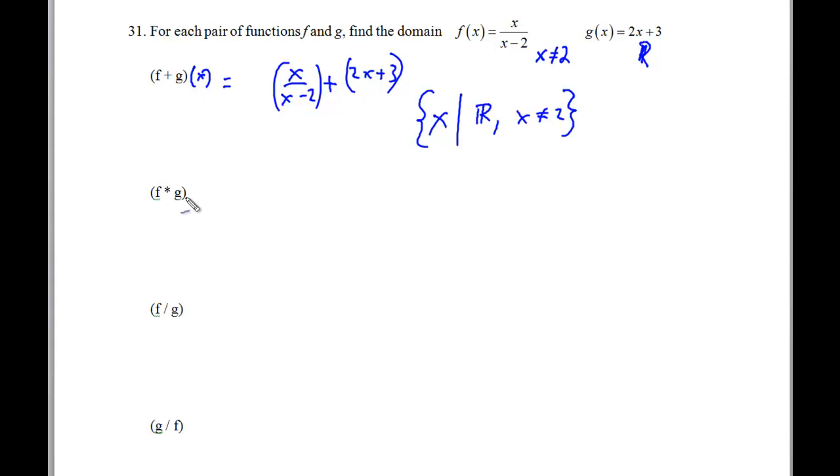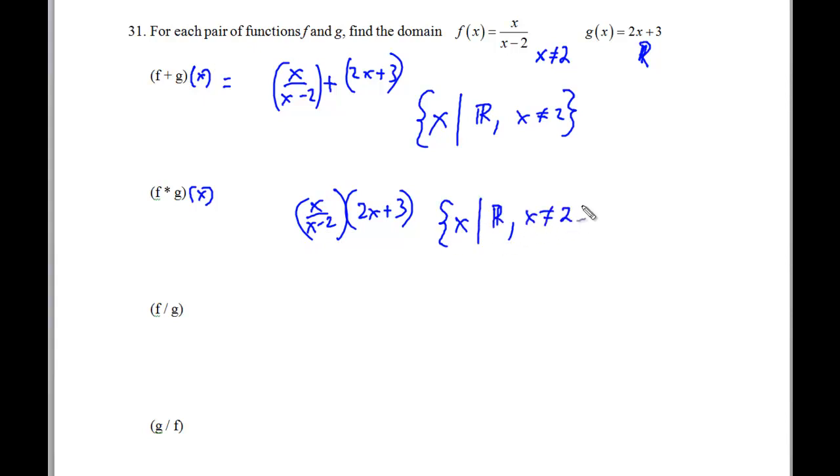Same thing goes here for f times g. So if I put these two functions next to each other like so, I'm not creating a new denominator. We still have the one excluded value, so x is going to be real except x cannot be equal to 2. Alright, and the same thing would go with subtraction, but now we're moving into division.